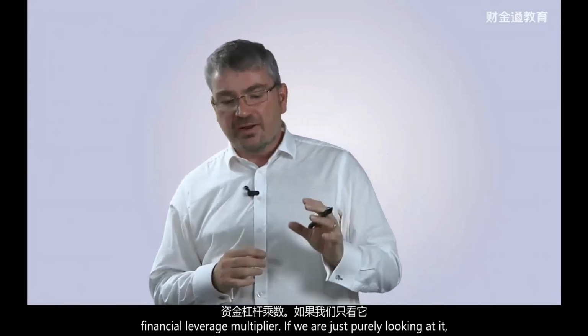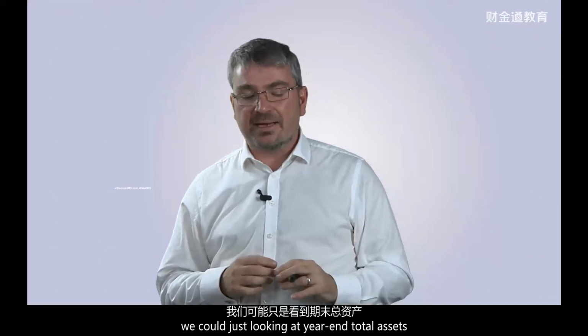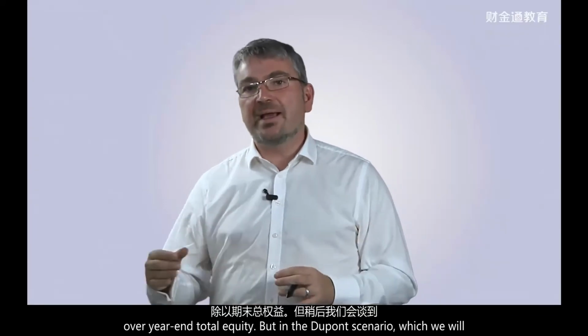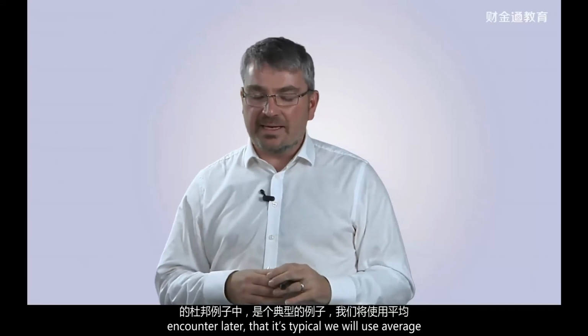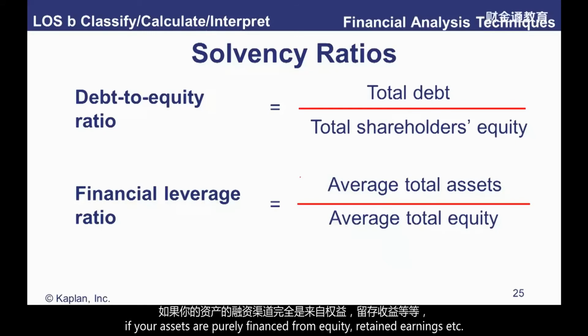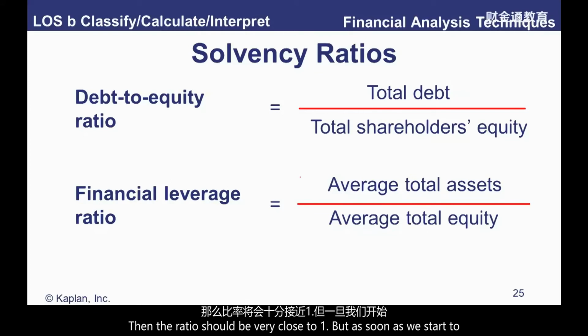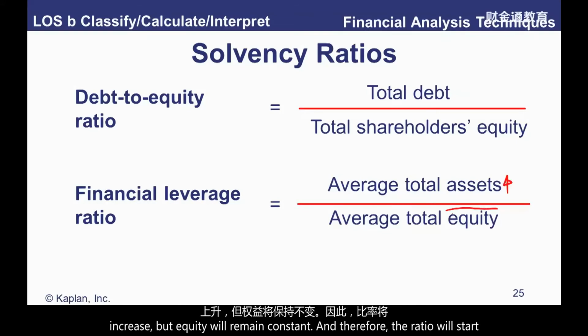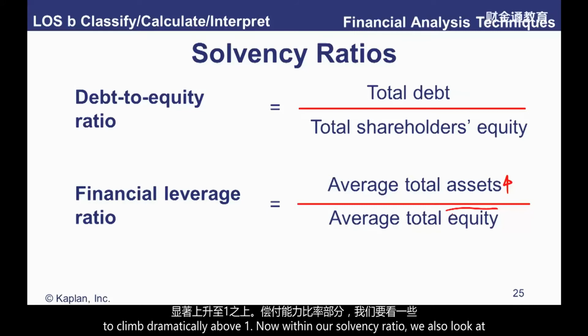If we were just purely looking at it, we could just look at year-end total assets over year-end total equity. But in the DuPont scenario, which we're going to encounter a little bit later, it's typical that we're going to use averages. Now we're looking at assets over equity here. The basic idea is if your assets were purely financed from equity, retained earnings, etc., then the ratio should be very close to 1. But as soon as we start to use debt finance to purchase assets, assets are going to increase, but equity will remain constant, and therefore the ratio will start to climb dramatically above 1.